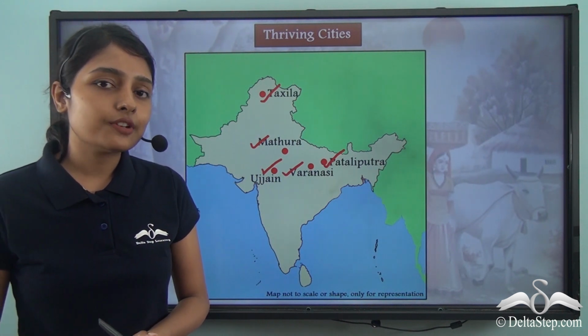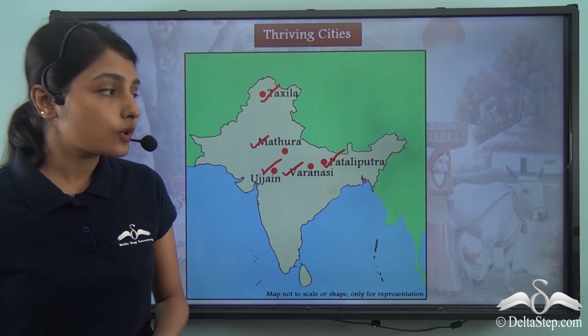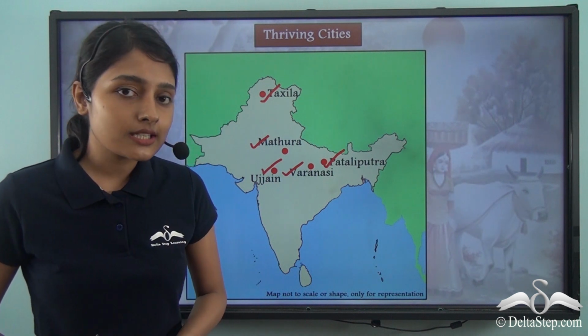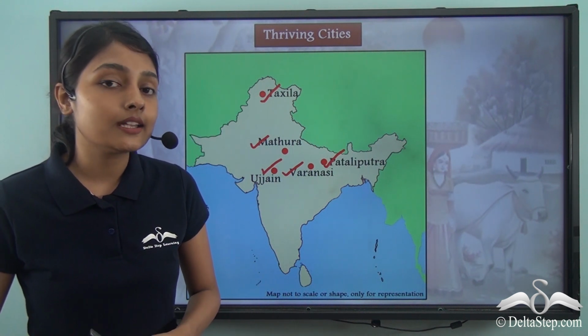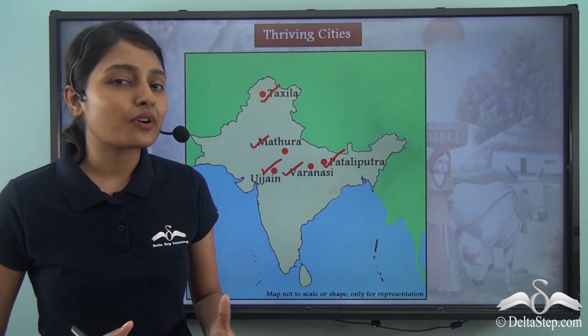Now, in this lesson, we will focus on one city, to be very specific. We will focus on Mathura and learn how it gained importance and the cultural influence that this city has had in this region. So, let us now begin this discussion on thriving cities.